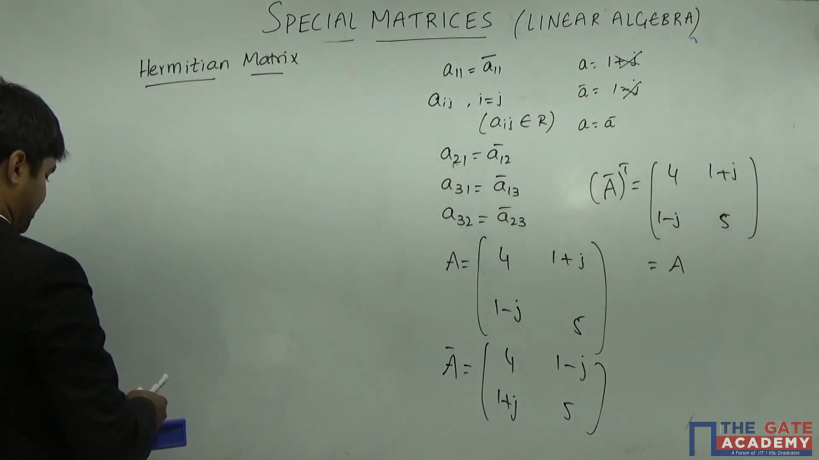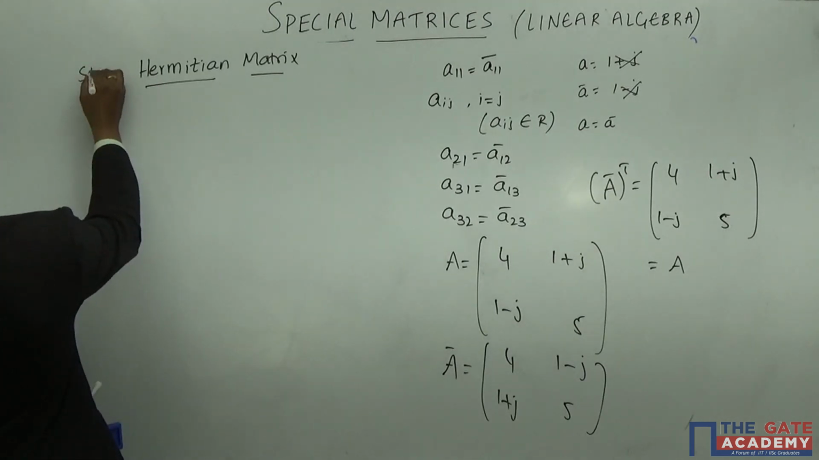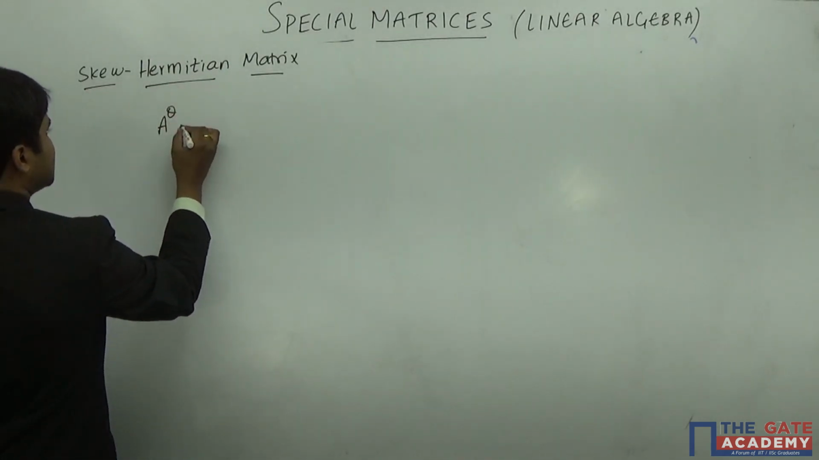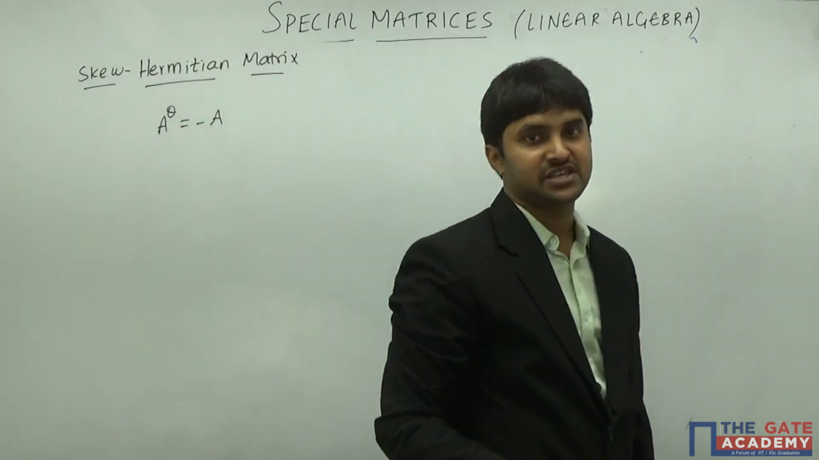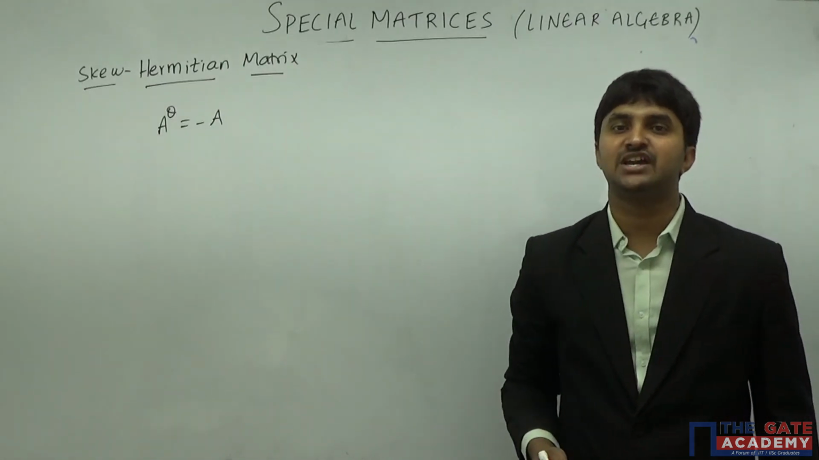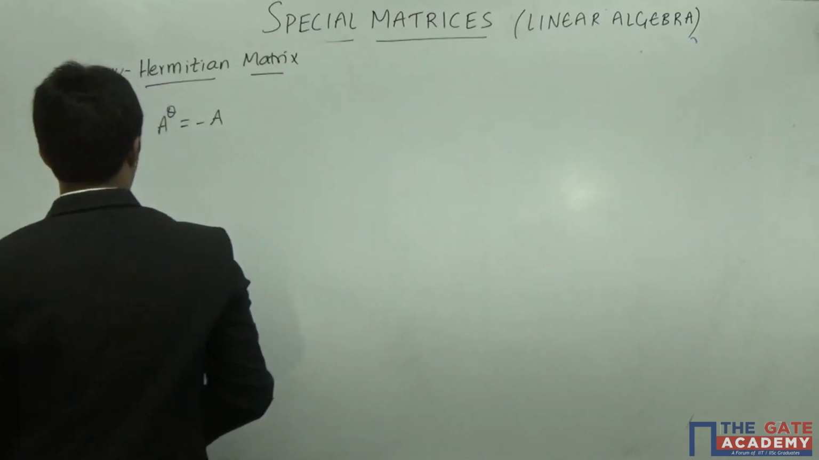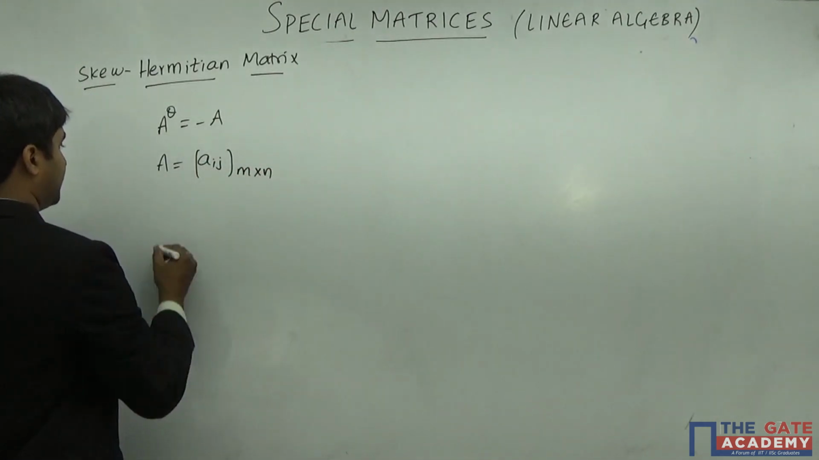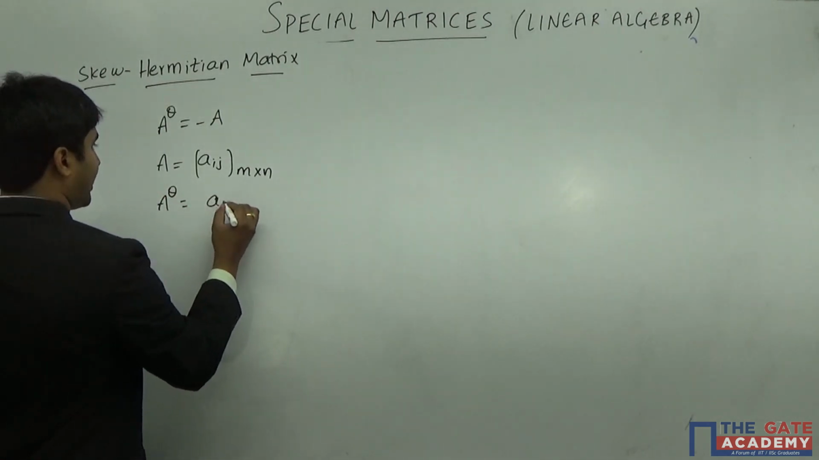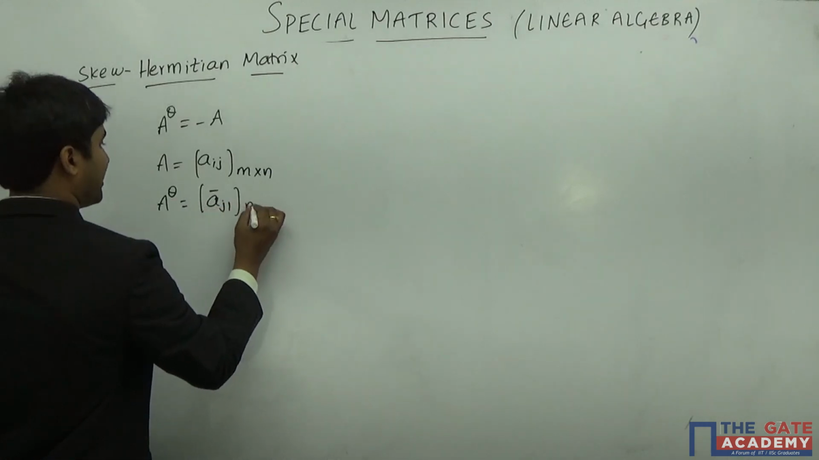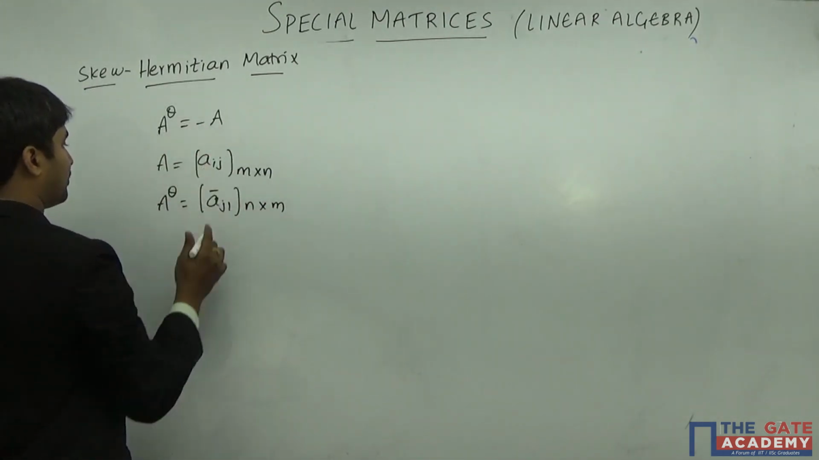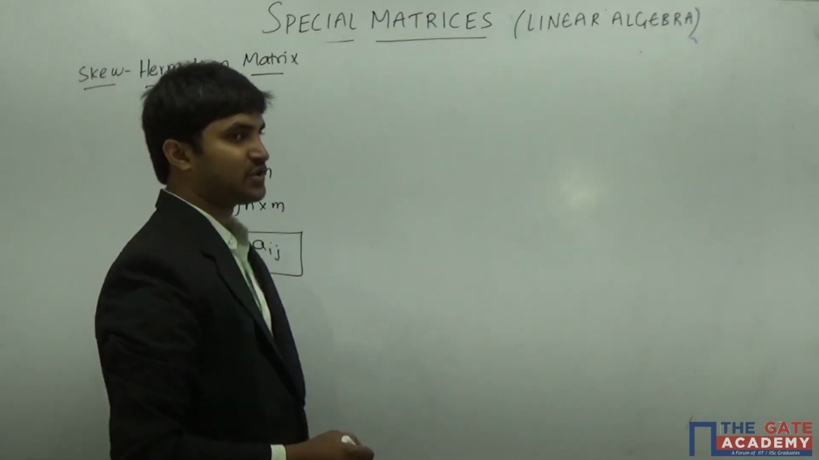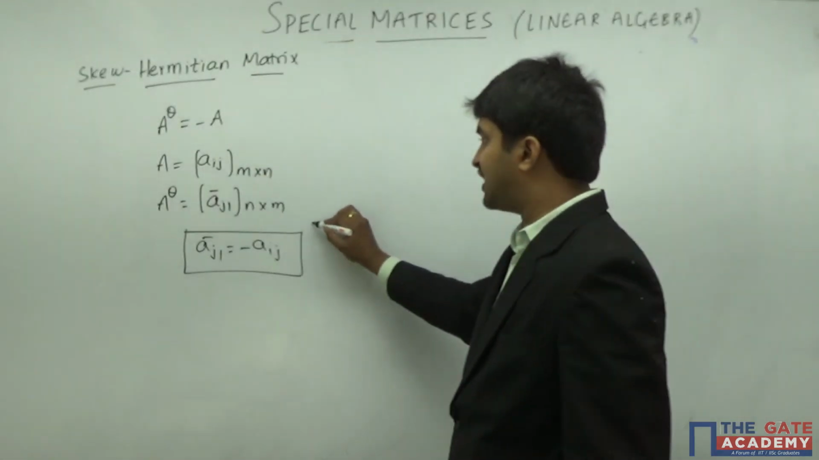So the next one is a skew Hermitian matrix. Just like a skew symmetric matrix, even in the case of a skew Hermitian matrix, A theta is equal to minus A. In the case of a skew symmetric matrix, A transpose is equal to minus A. Here the value of A theta is equal to minus A. So when you consider a matrix A, which is Aij, m by n, where m is equal to n, now A theta will be equal to A ji bar, n by m. Now when you equate A theta is equal to minus A, ji bar is equal to minus Aij. This is the condition that has to be satisfied.